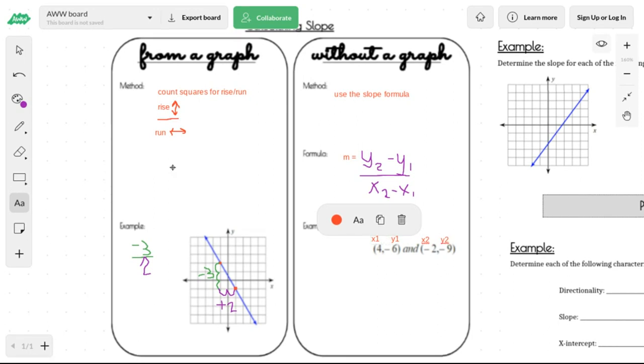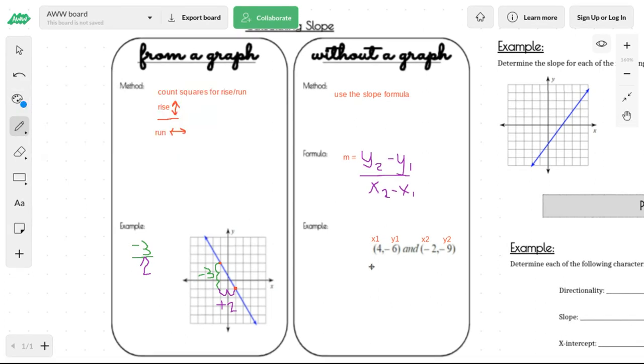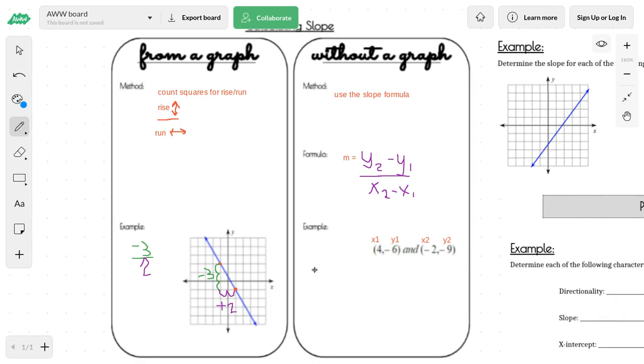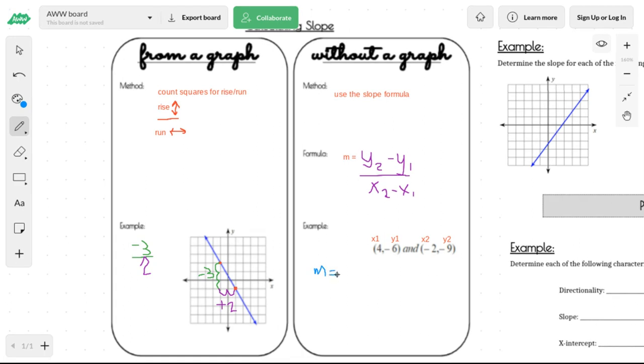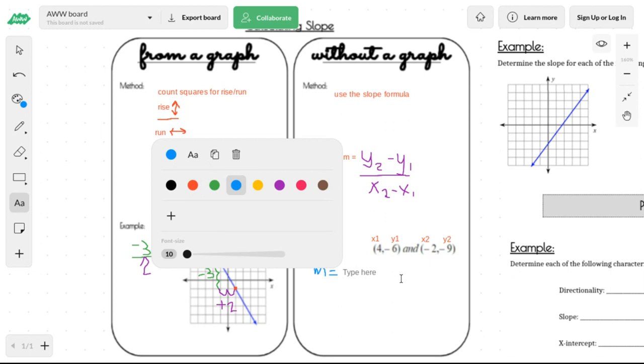It's helpful to have these labeled because now I can just plug them into the formula, and I don't have to second guess myself at all on where things should go. So I have m equals, and then I have y2, which is -9.